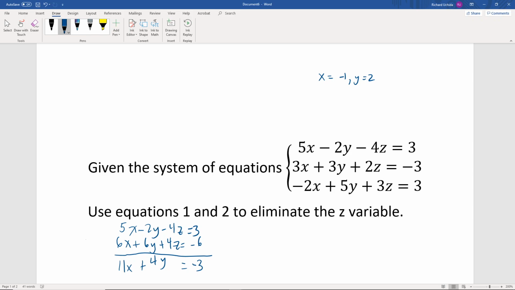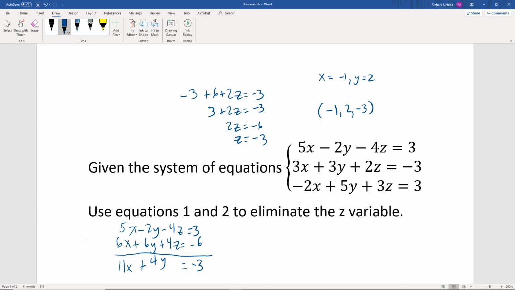So 3 times negative 1, so that would be negative 3, plus 3 times 2, so that would be plus 6, plus 2z equals negative 3. So let's see, negative 3 plus 6 is 3. Subtract 3 from both sides, you get 2z is equal to negative 6. Divide both sides by 2, you get z is negative 3. So we have the ordered triple, negative 1, 2, negative 3.